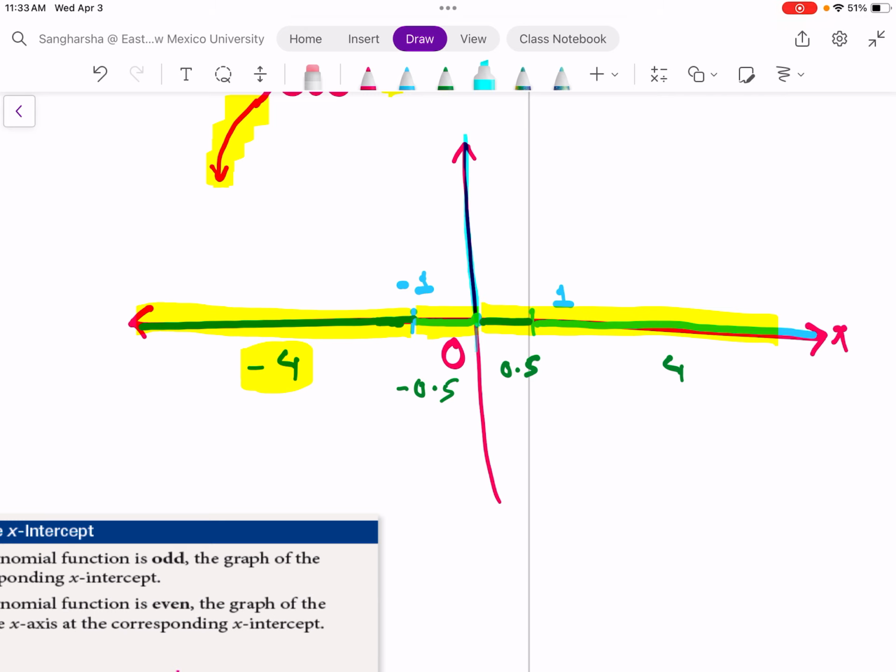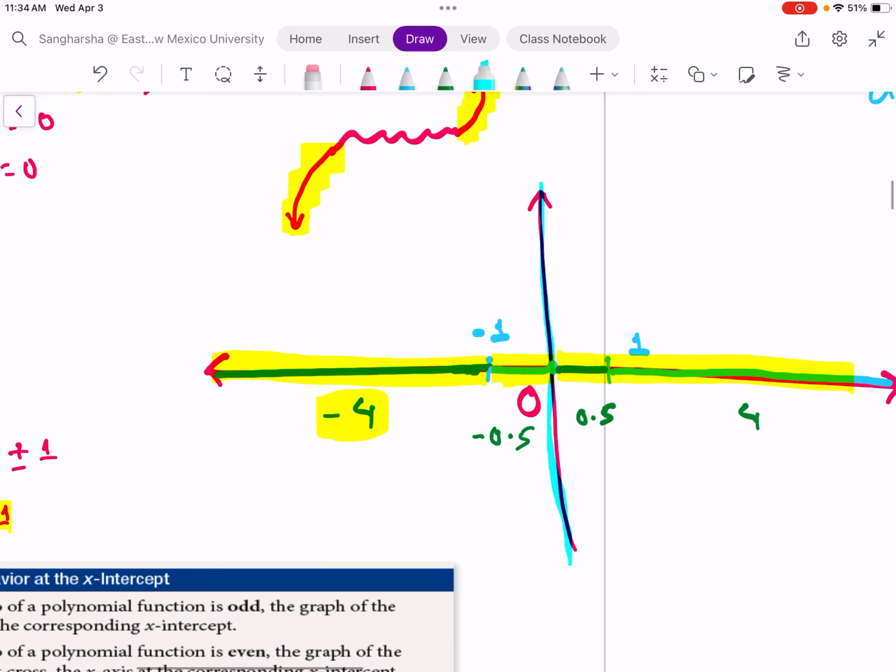So for each of these inputs, we find the function. If it's positive, the graph is above the x-axis. If the output is negative, the graph is below the x-axis. Now at negative 4, let me write our function. Our function is x cubed minus x. Now when our input is negative 4, is our output positive or negative? We substitute negative 4 for every x.